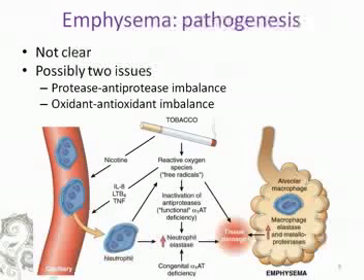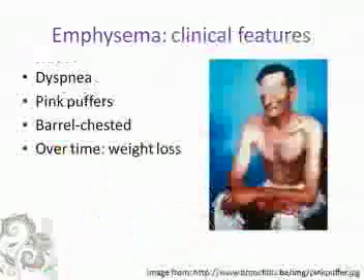We don't exactly know which comes first, but we do know that there are involvements with reactive oxygen species. We do know that alpha-1 antitrypsin is influenced, and we see structural changes within the alveolus or the acinus, like we were talking about previously.